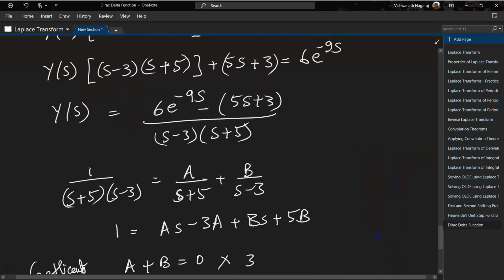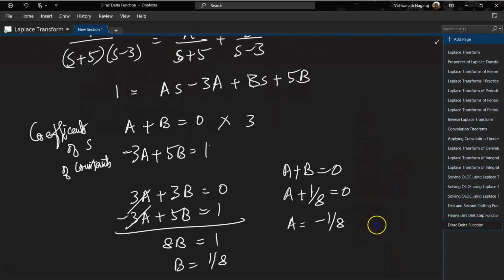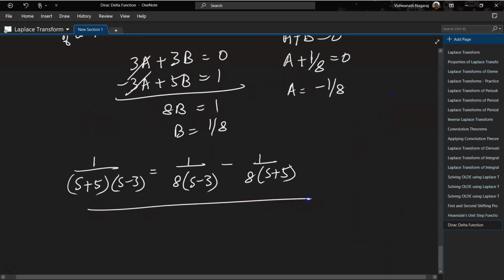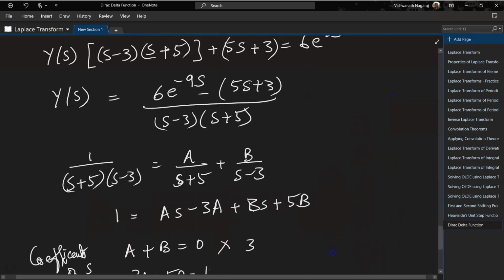Now we have to take the other part, minus 5s plus 3. So let's do that. This is 1.